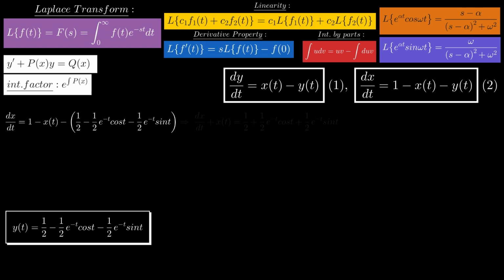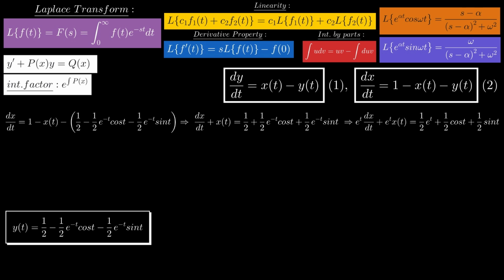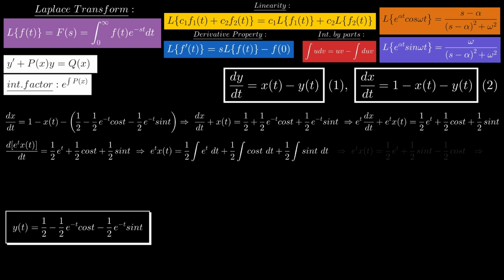So now we have dx over dt plus x of t equals 1/2 plus 1/2 e to the negative t times cosine of t plus 1/2 times e to the negative t sine of t. We multiply both sides by e to the integral of p of x dx, which in this case is e to the t, and we get this expression here. We notice the left side is the product rule, and we integrate both sides, and we get this expression here.